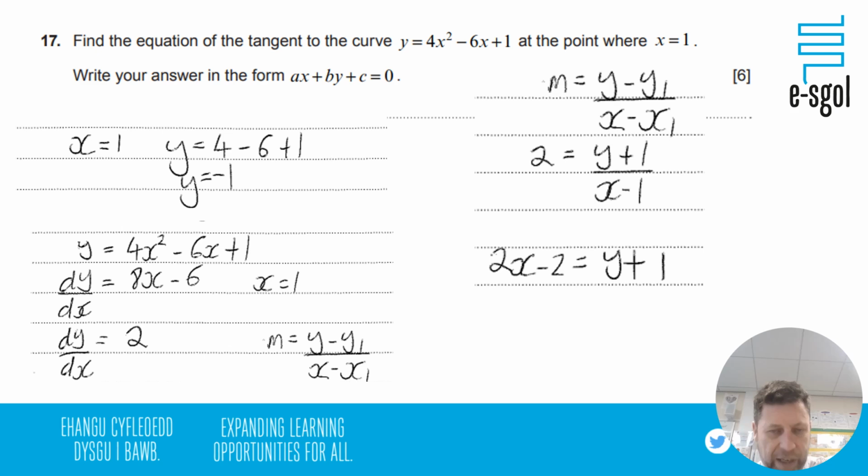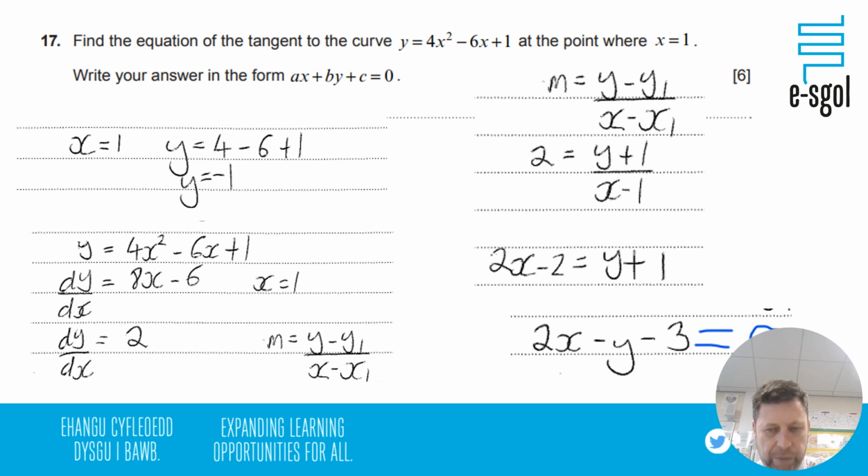But the question does say it's got to be in the format, and in additional maths, it does have to be in the format. So ax plus by plus c. So my final line, and you'll notice I've added a little correction because I made an error, is 2x minus y. Now it might say it needs to be in the format ax plus by plus c, but if they're minus signs, you leave them as minuses. Now originally I would have lost a mark for accuracy for not putting equals 0 on the end.